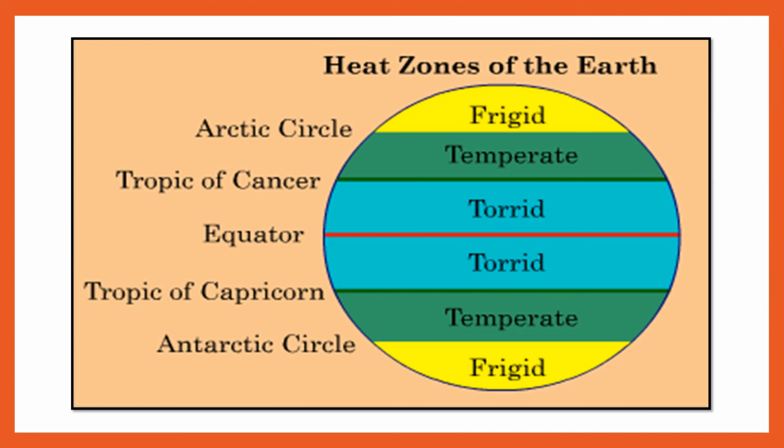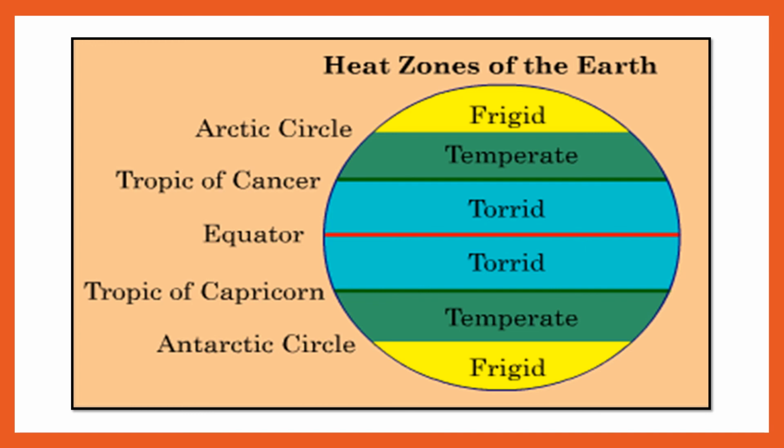Students, from the given image, it becomes clear that the earth is divided in different parts on the basis of temperature, light, heat and cold. These parts are called zones. Torrid zone lies between the Tropic of Cancer and Tropic of Capricorn. This hottest zone of the earth receives direct sunlight throughout the year. This zone is also known as tropical zone.